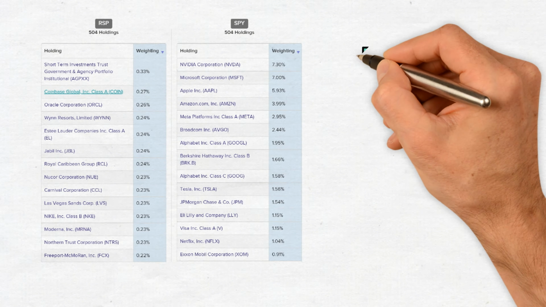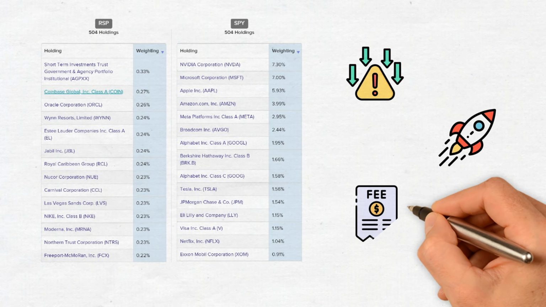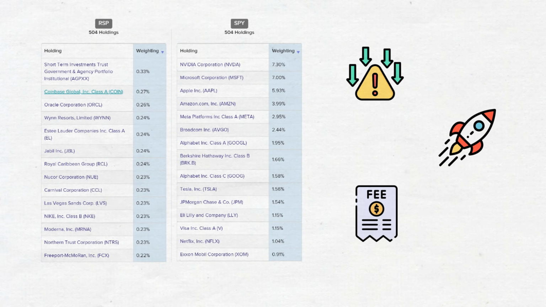What's the benefit? Equal weighting reduces the impact of any one megacap on index swings and gives more exposure to mid and small caps and value factors that can help RSP outperform in certain environments, like early economic recoveries or bull markets, but also incurs higher rebalancing costs each quarter. RSP's fee is 0.2%, noticeably higher than the traditional ETFs.